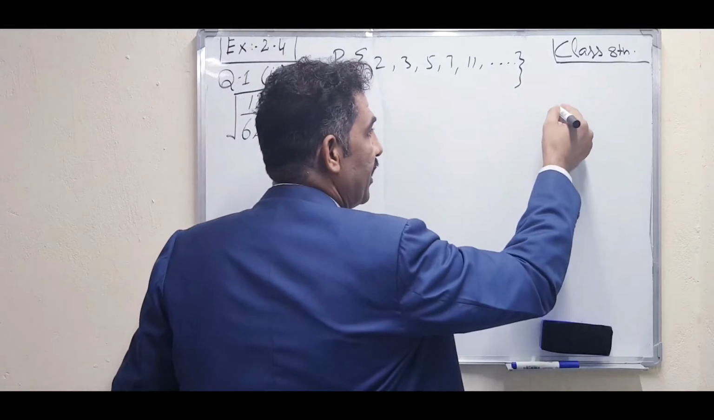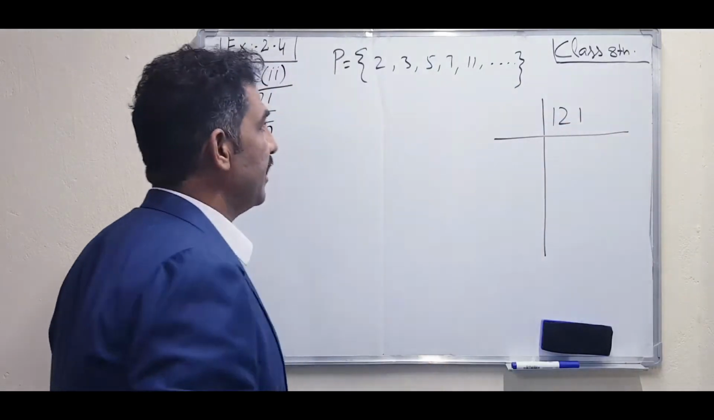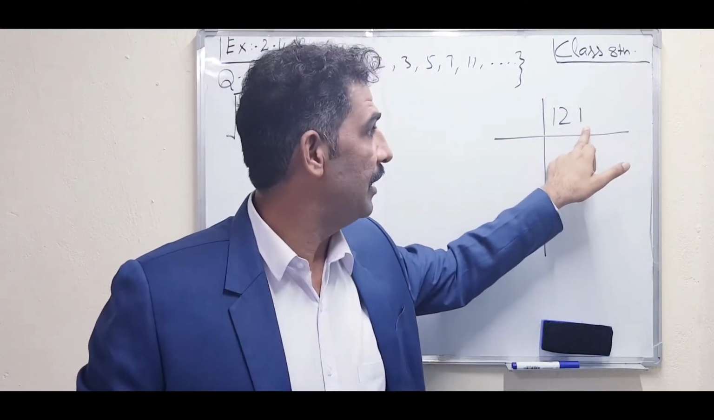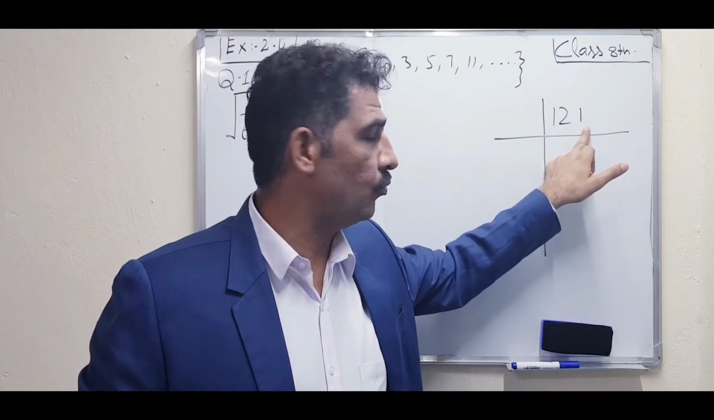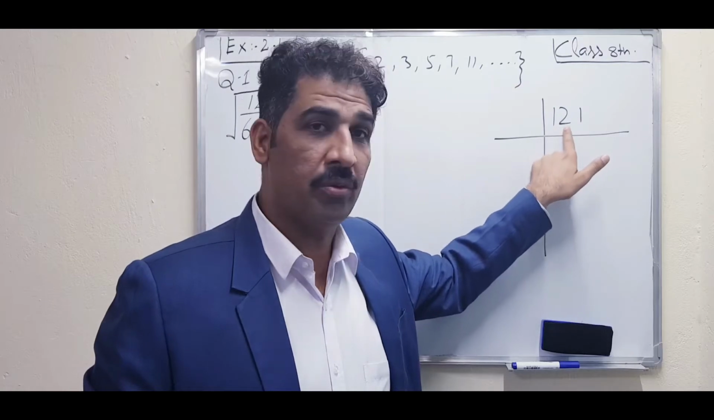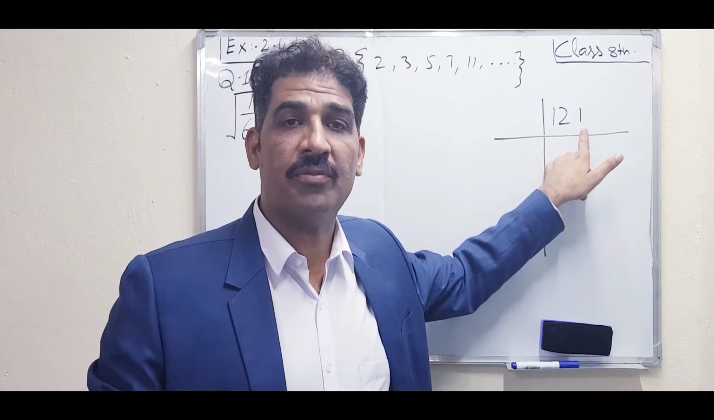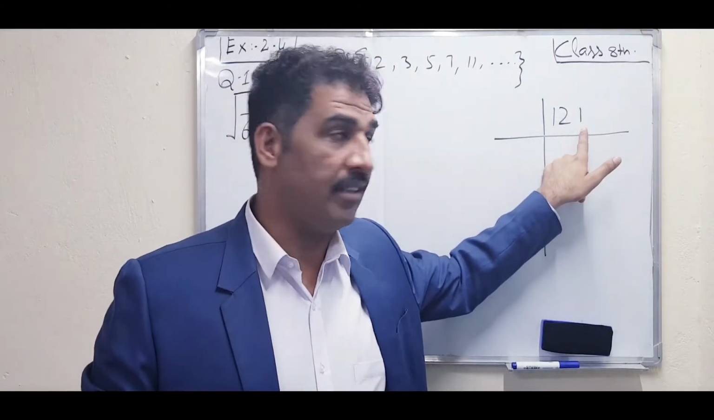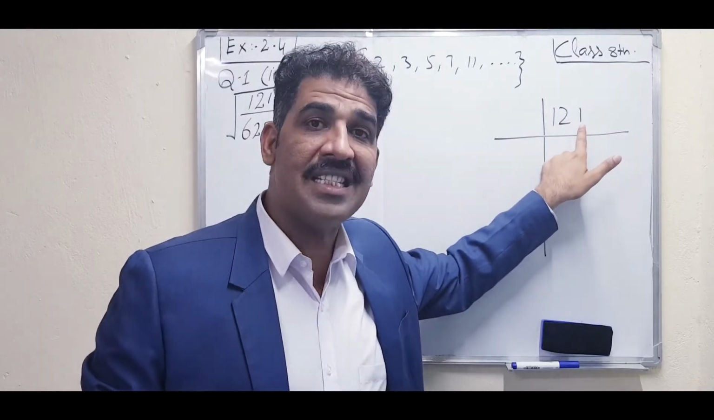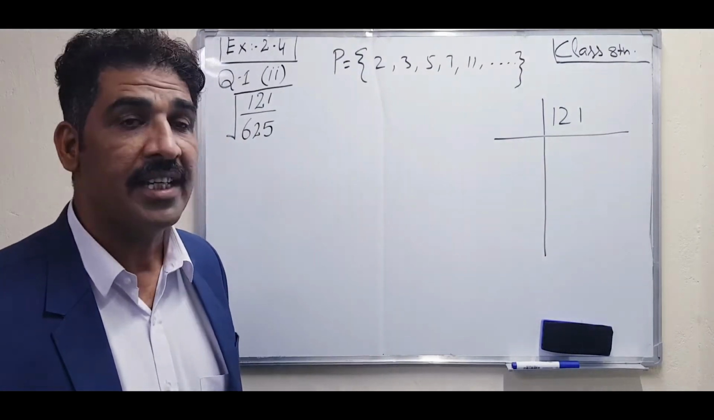How to find the factors of 121? First of all we check that this number is not divisible by 2, because the last digit is not even. Is it divisible by 3? No, because when you add the digits, 1 plus 2 is 3, 3 plus 1 is 4, and 4 is not in the table of 3, so it is not divisible by 3. 5 is also not divisible, because the last digit must be 5 or 0 for divisibility by 5.